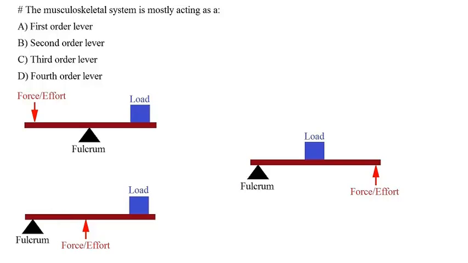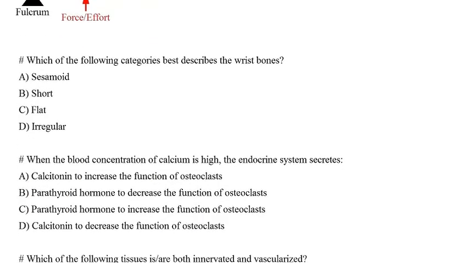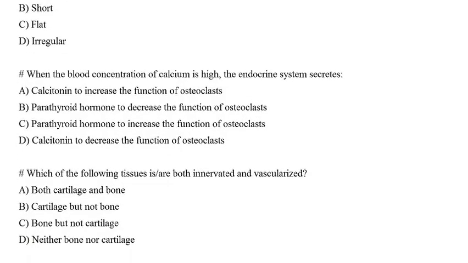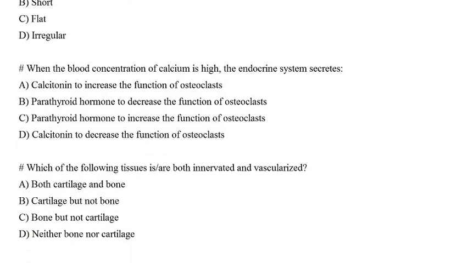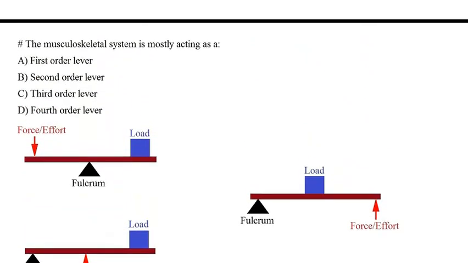The next question is, which of the following categories best describe the wrist bone? Third question is, when the blood concentration of calcium is high, the endocrine system will secrete which of the following hormones? And then, which of the following tissues is or are both innervated and vascularized? So, let's move on to the first question.